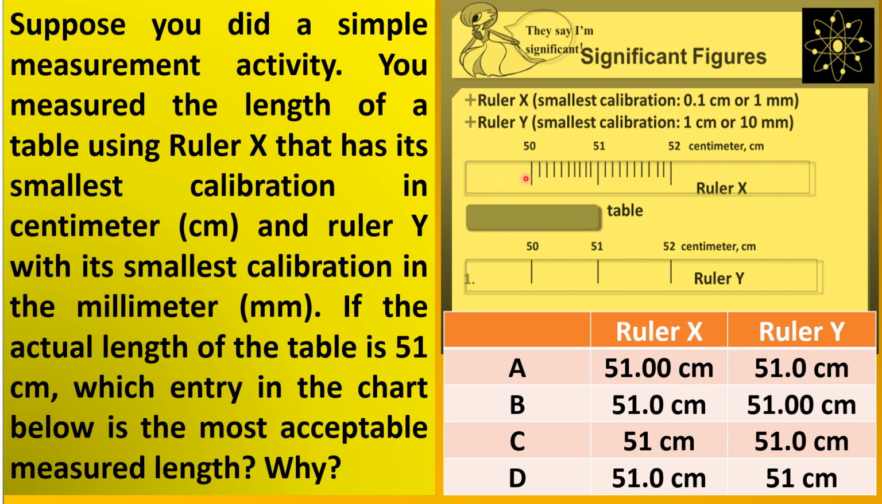So this is the diagram for ruler X. As shown, the smallest calibration is said to be 0.1 centimeter or 1 millimeter, whereas ruler Y, its smallest calibration is 1 centimeter or equivalent to 10 millimeters.